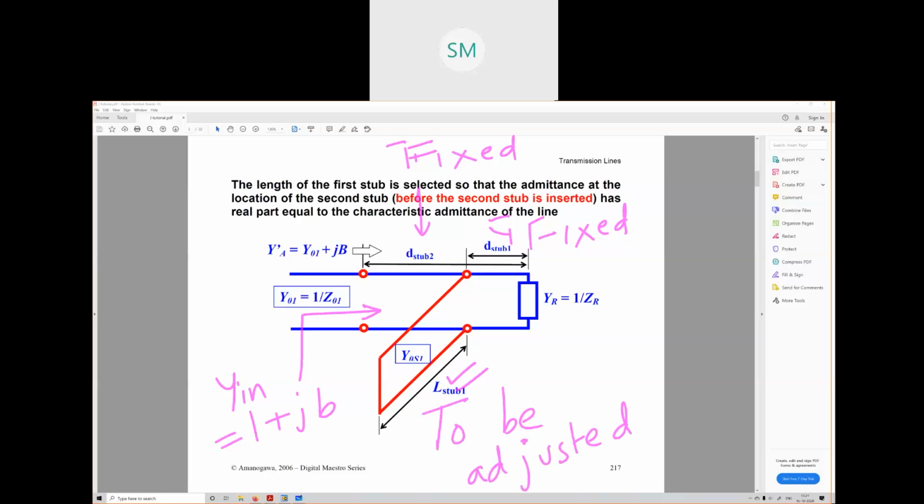We need to adjust L stub 1 in such a way that the input admittance as seen from this point, this arrow, is in the form of 1 plus jB. Then what is next to be done? At that point, if we put a second stub of admittance minus jB, we have reached our goal. We have matched it. This is the basic principle of double stub matching. Is it okay, or do you want anything?